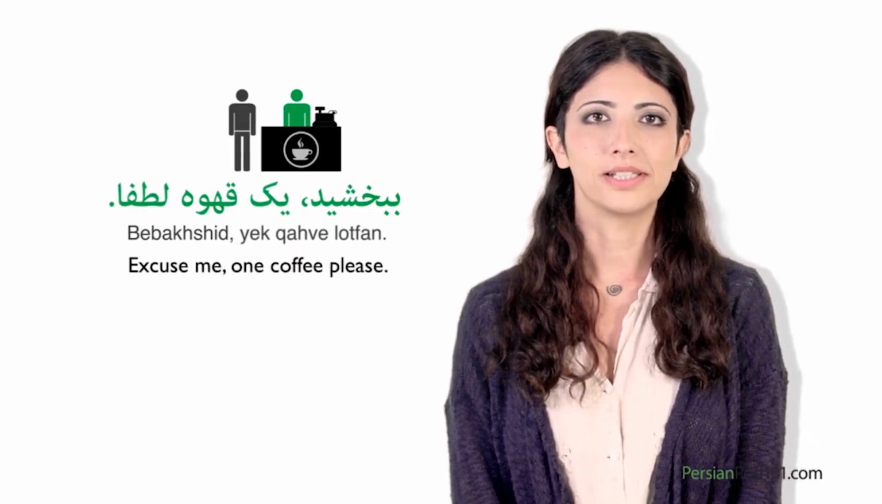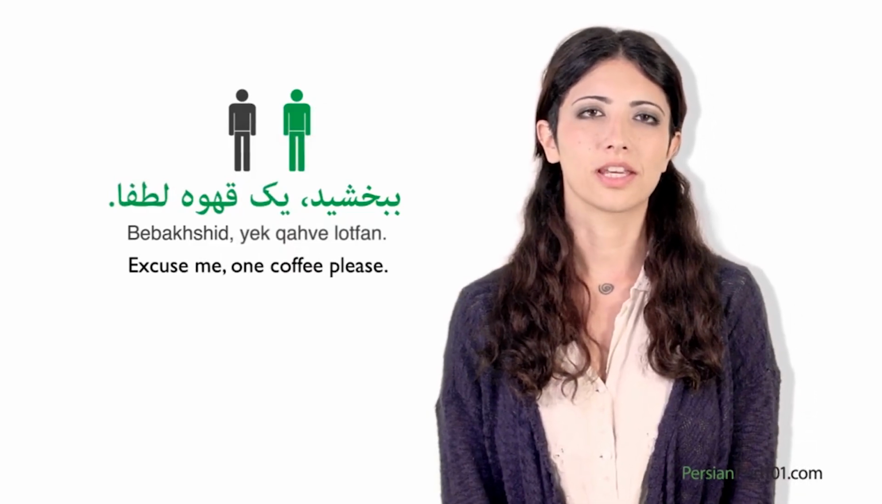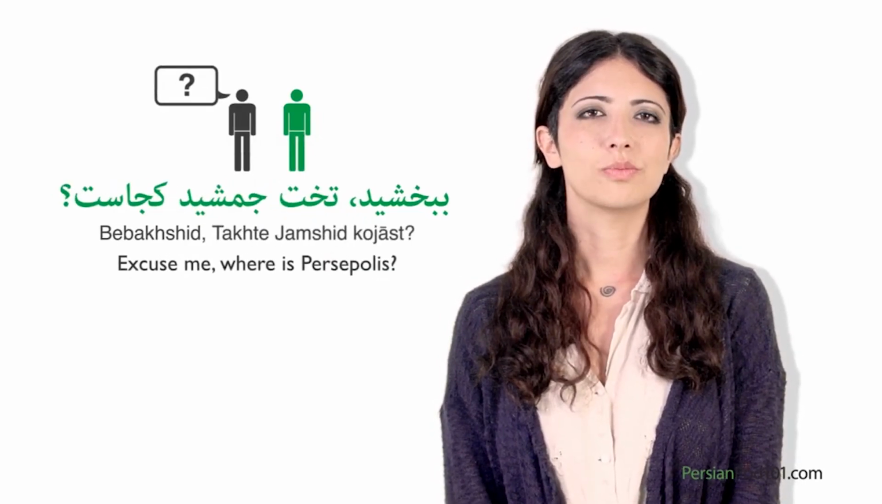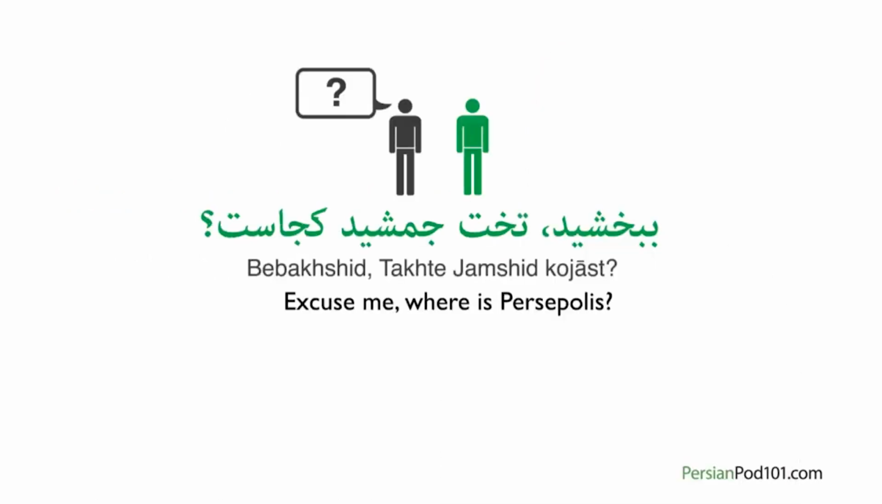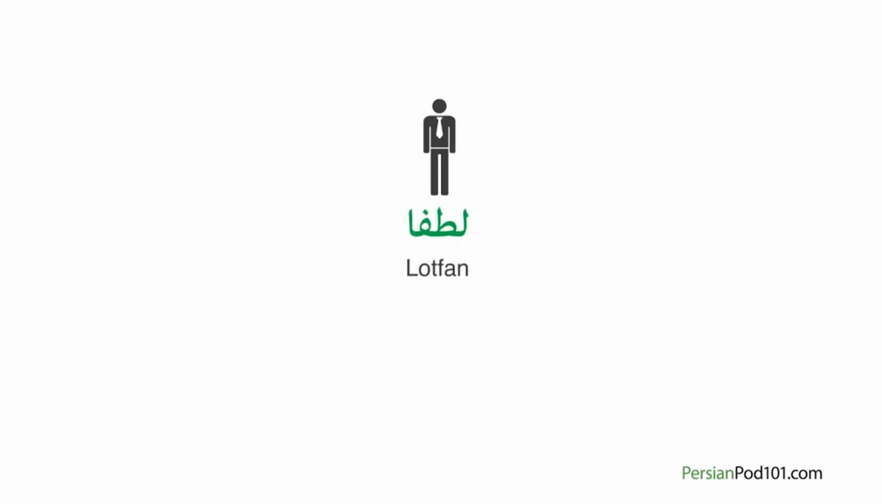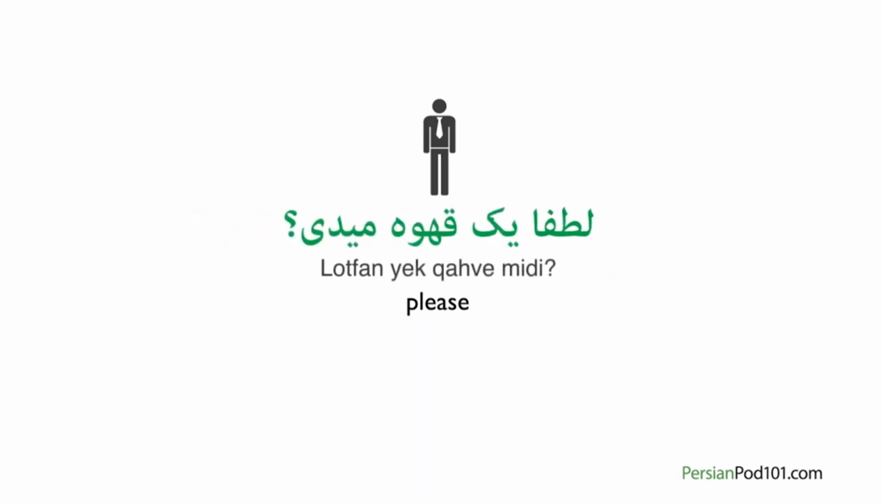Excuse me, one coffee please. We can also use it when asking a question. ببخشید، تخت جمشید کجاست؟ Excuse me, where is Persepolis? Similar to English, there is no informal way to say excuse me in Persian. The meaning is already polite. Persian people just ask questions more directly when speaking to a friend. But to make it polite, you can add lotfan, meaning please, to the start or end of a phrase when asking for something. لطفاً یک قهوه میدی؟ Can you give me a coffee, please?